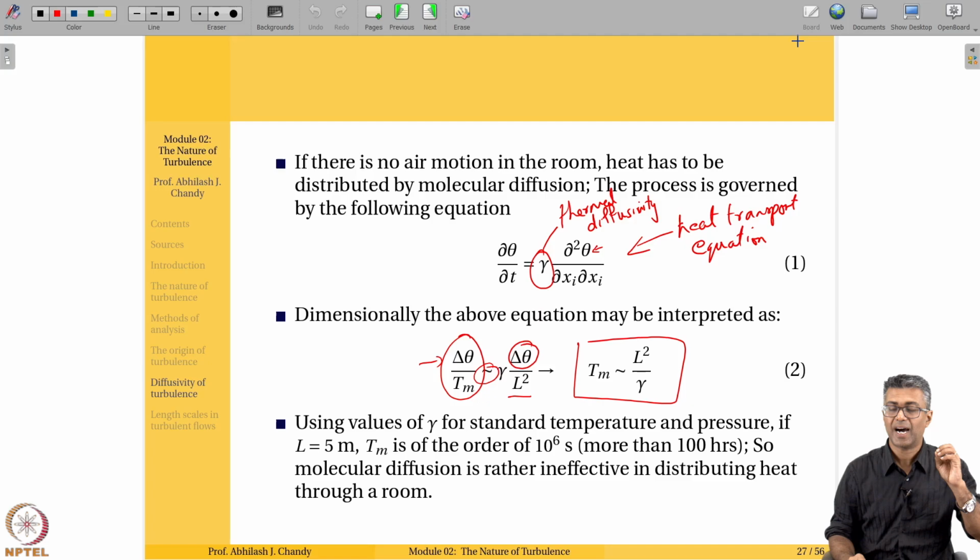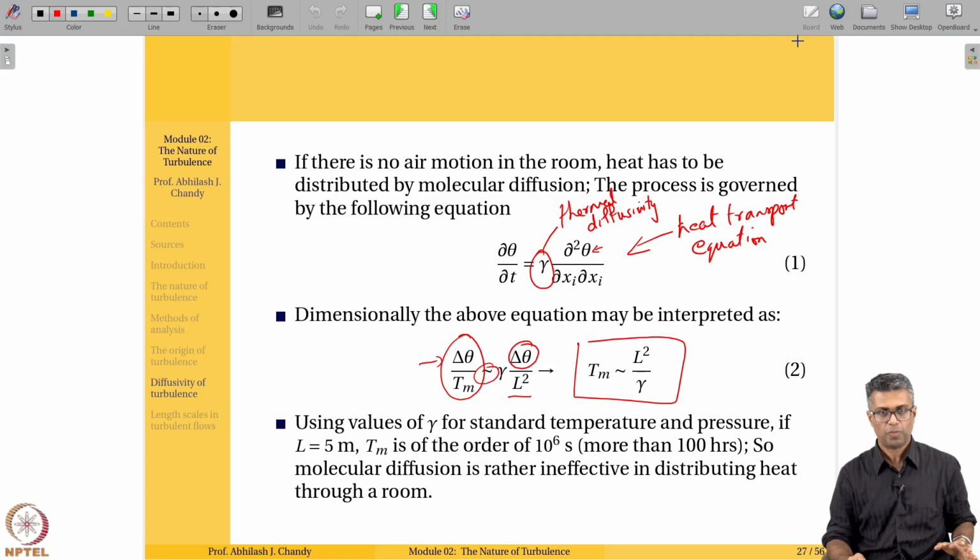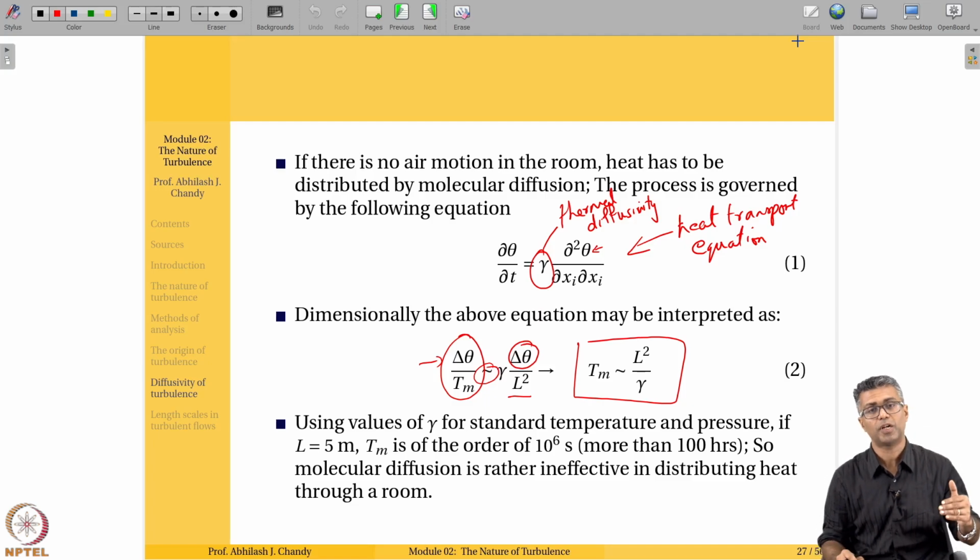Now again, our goal is not to solve this problem and come up with an answer. Our goal is to try to understand the consequences of a turbulent flow in the context of this particular problem. So what we did was we dimensionally analyzed this problem. We did an order of magnitude analysis.